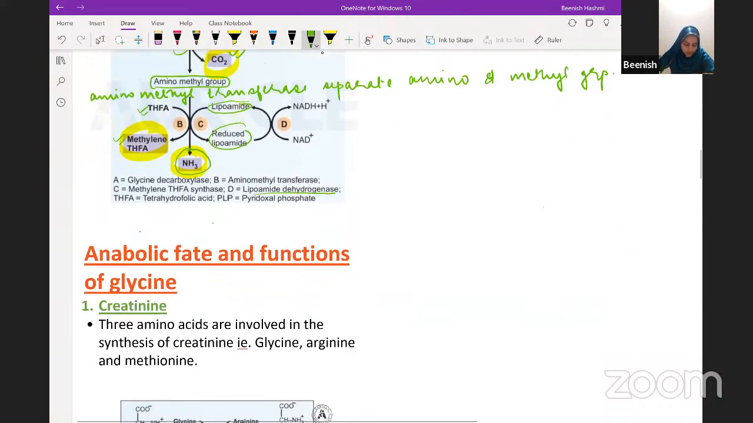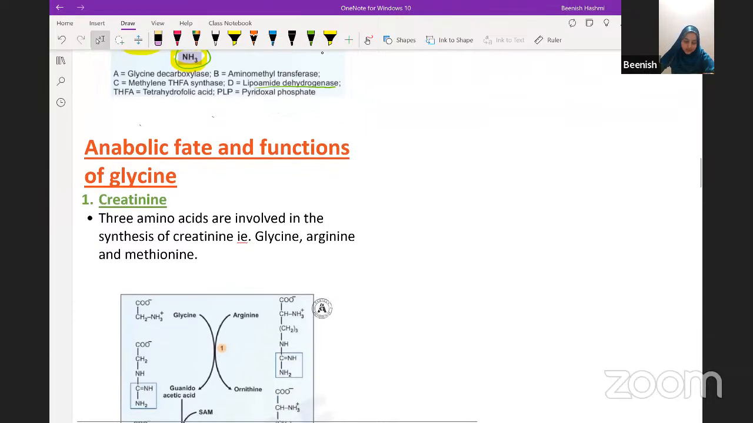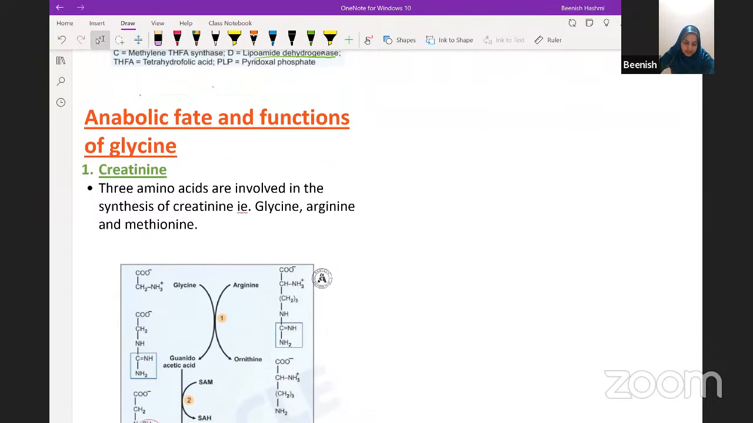Okay, now talking about the anabolic functions of glycine. First is creatine. It is involved in the synthesis of creatine. Three amino acids are basically involved in the synthesis of creatine: glycine, arginine, and methionine. So very important. Sometimes you might get asked what are the amino acids involved in the synthesis of creatine, and the options might be combinations of three amino acids. So you should know all three of them and not just one or two.